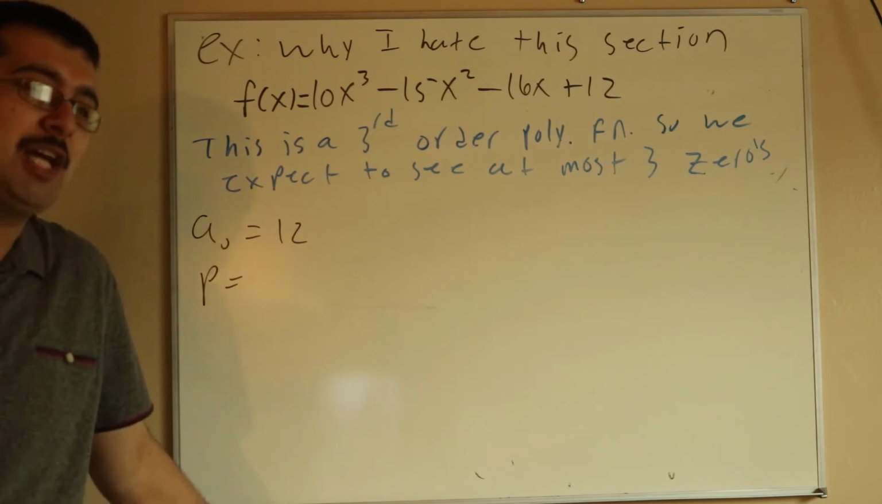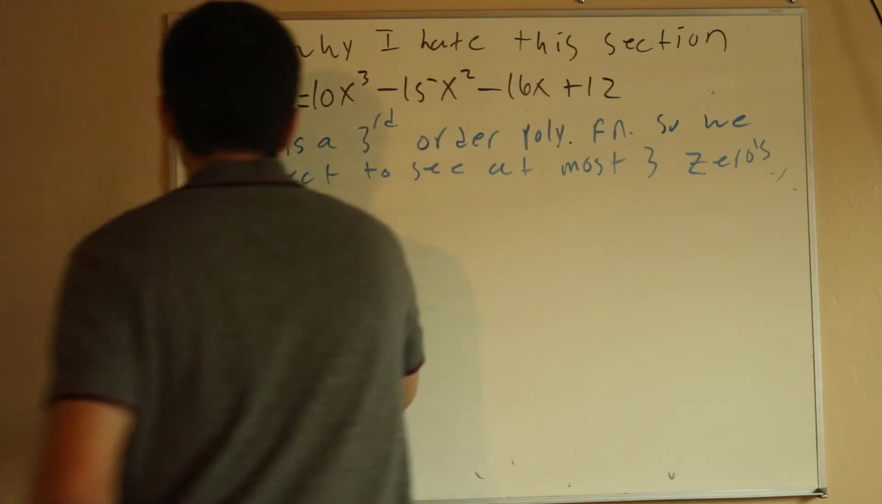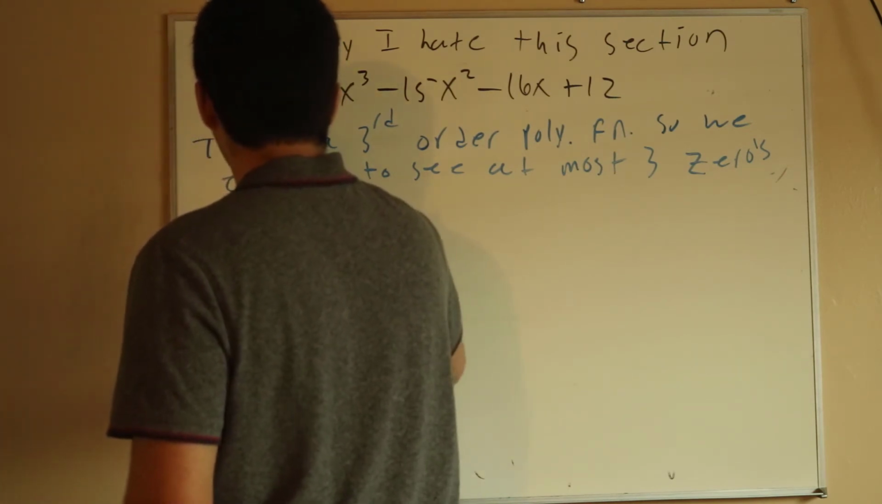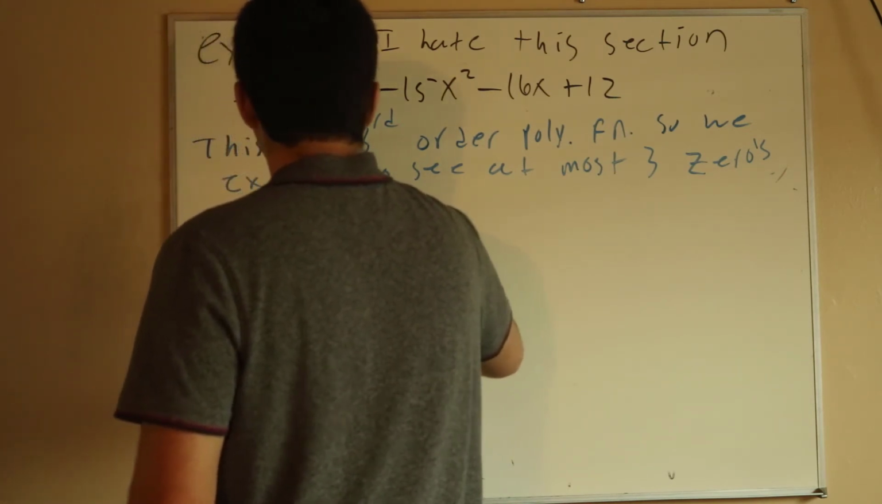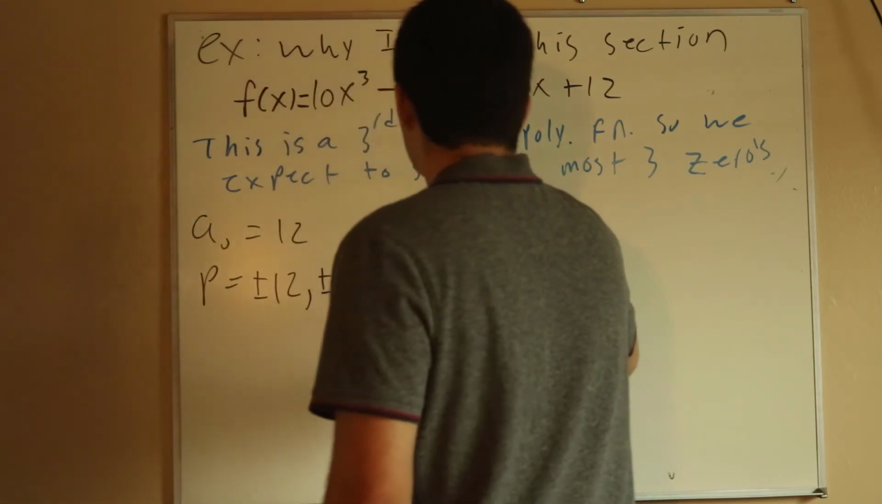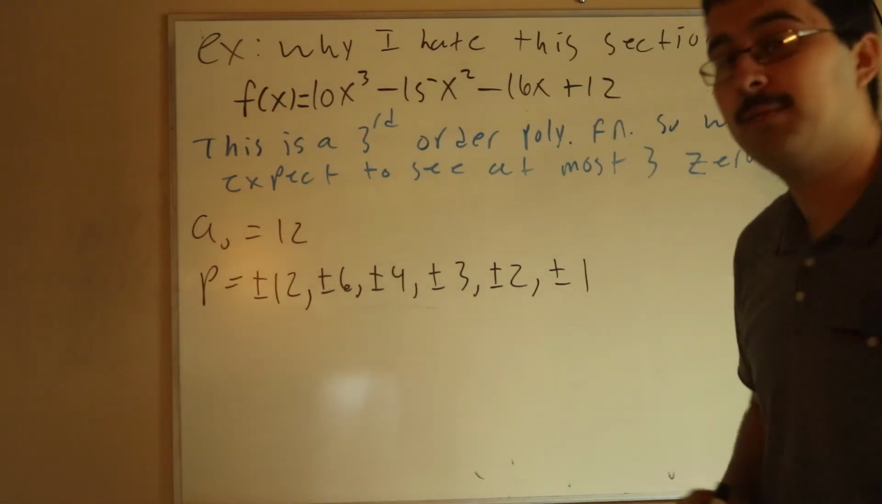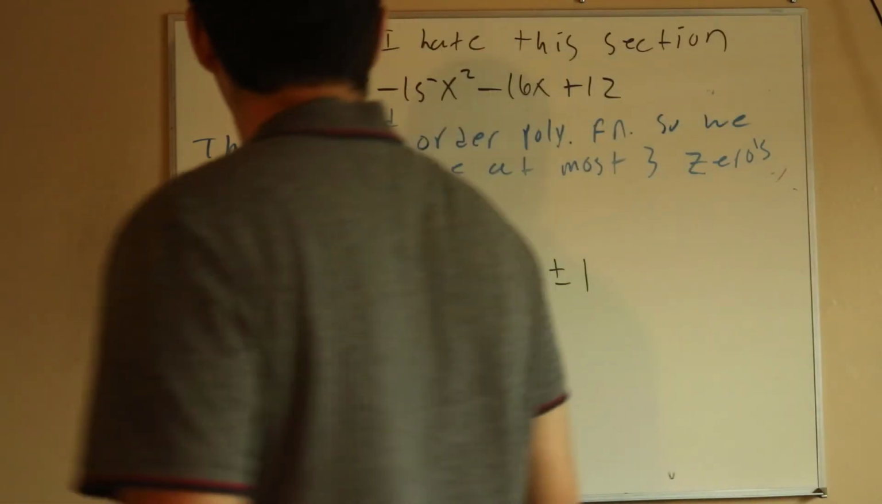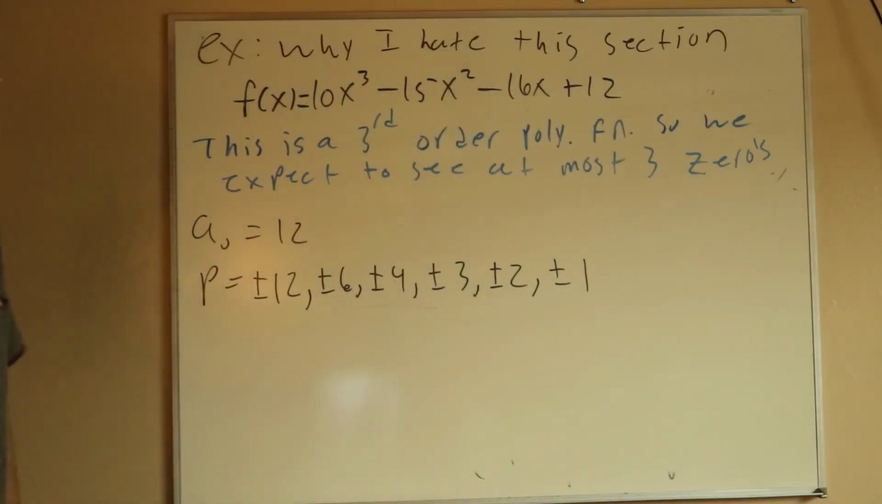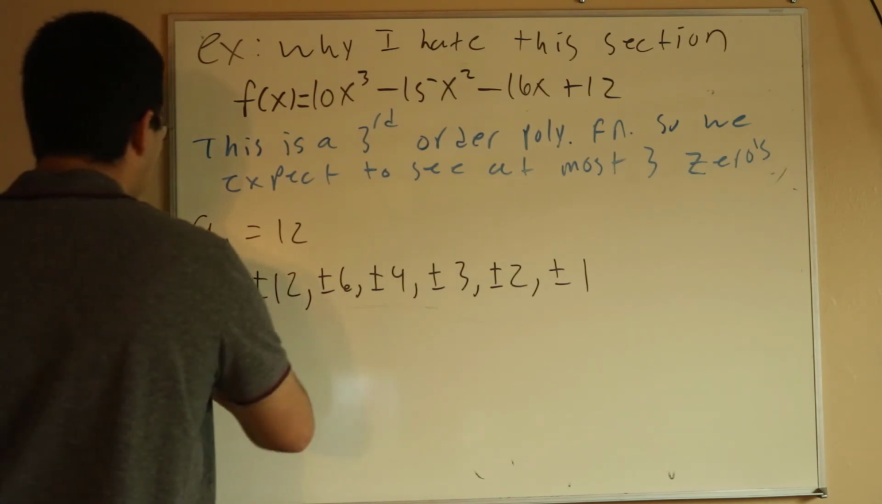All right, so all possible factors of 12. The list we then generate is plus minus 12, plus minus 6, plus minus 4, plus minus 3, plus minus 2, plus minus 1. Okay, so there's our list of p's. Sure. Now let's do our a n.